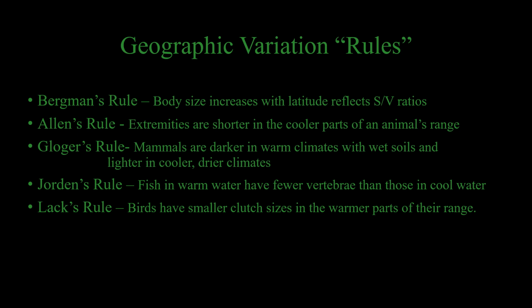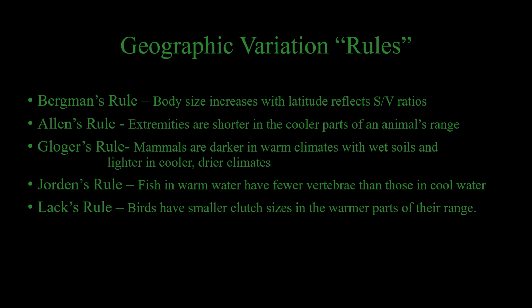Same thing for Allen's rule. The extremities, the legs, are shorter in the cooler parts of an animal's range. And you might say, well, what about wolves or what about coyotes? Yes, they have relatively long legs and they have the mammalian diving reflex where their pads are almost the temperature of the environment. They're just above freezing and there's a restriction somewhere in what we would think of as their wrist, which would stop the flow of heat from the rest of their body through their pads. So there are some adaptations that get around some of these things.